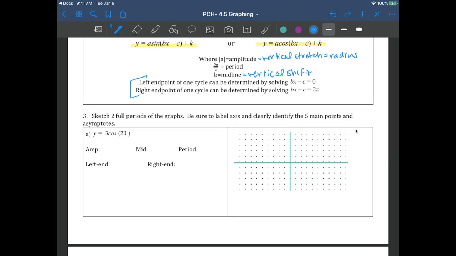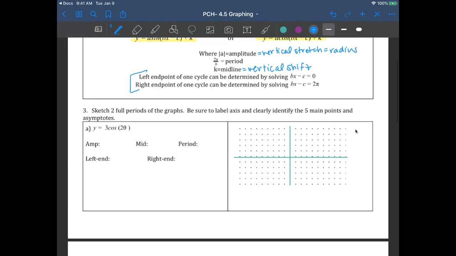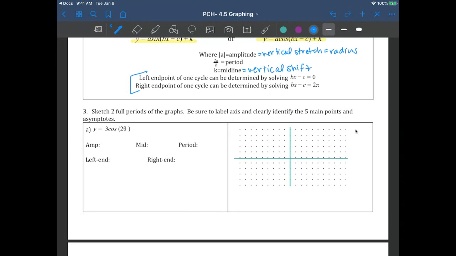So for 3 cosine 2 theta, I'm going to label in my a value, which is my amplitude. So my amplitude is 3. The midline is plus 0, so 0. The period: my b value is 2, so I'm going to take 2 pi divided by the speed, which is 2. So I get my period is going to be pi. So we're going to have a full cycle in pi units.